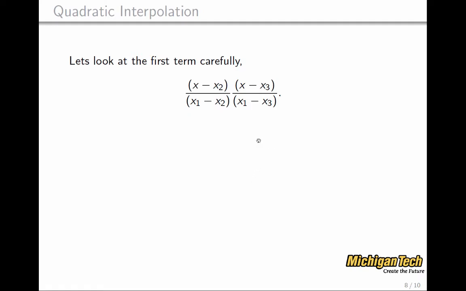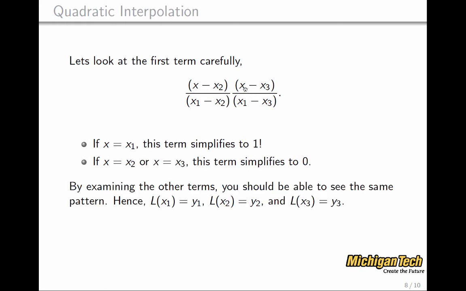So let's look at this first term. If we plug in x equals x1, then this term simplifies to 1. And if we plug in x equals x2 or x equals x3, then this term simplifies to 0. If we examine the rest of the terms, you should be able to see the same pattern. So indeed, this polynomial L gives L of x1 is y1, L of x2 is y2, and L of x3 is y3. So L is the interpolating polynomial.